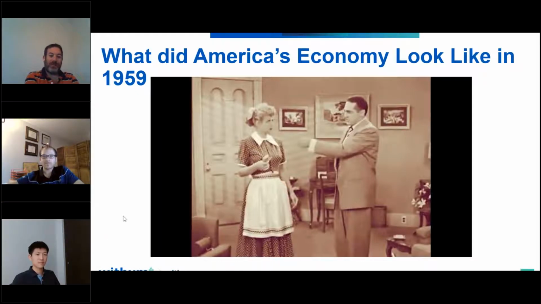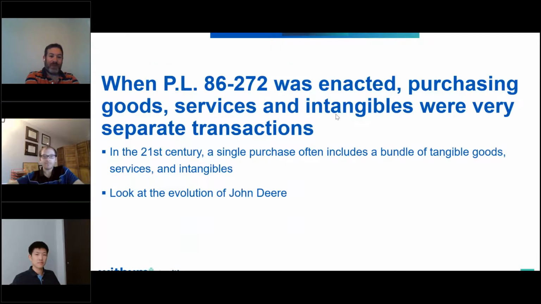So moving on to the next slide. Okay, so when Public Law 86272 was initially enacted, purchasing goods, services, and intangibles were very separate transactions. That's no longer the case today. Today, a single purchase often includes a bundle of tangible goods, services, and intangibles. And just as a very brief, quick case study, we're going to quickly look at the evolution of John Deere, an iconic American brand.